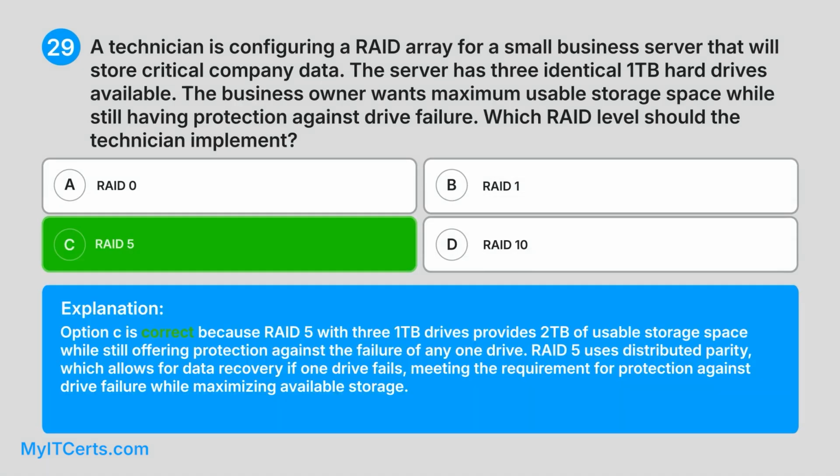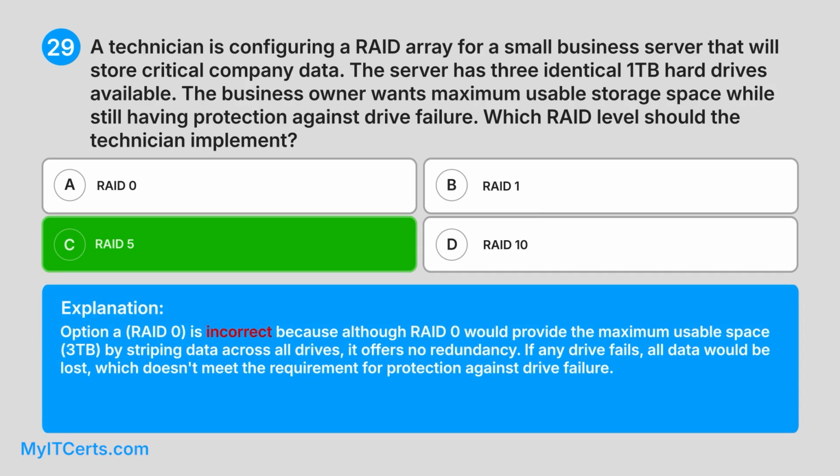Correct answer, C. RAID 5. Explanation: option C is correct because RAID 5 with 3 1 TB drives provides 2 TB of usable storage space, while still offering protection against the failure of any one drive. RAID 5 uses distributed parity, which allows for data recovery if one drive fails, meeting the requirement for protection against drive failure while maximizing available storage.